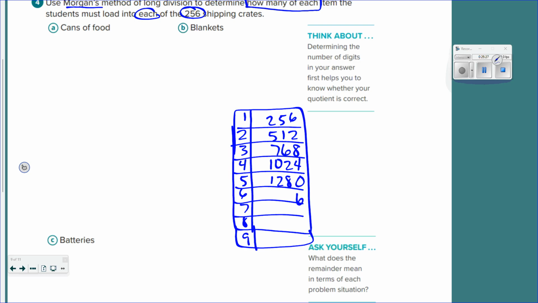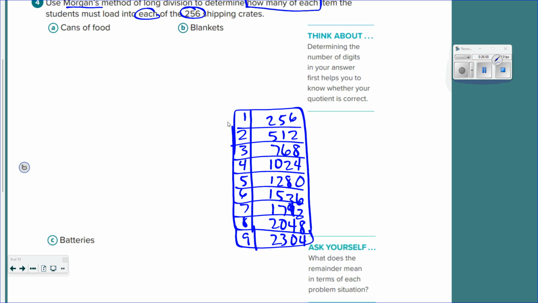6 plus 0, 6. 5 plus 8, 13. 2 plus 2, 4, plus 1 is 5, 1. 6 plus 6, 12. 3, 8, 9. 2 and 5 is 7. 1 comes down. 6 and 2 is 8. 5 and 9 is 14. Gives me a 2. 6 and 8, 14. 9, 10. 3. I now have all the numbers that I need to do my division. I just do my division.